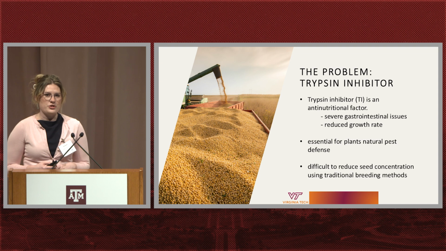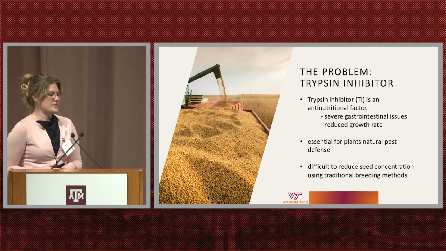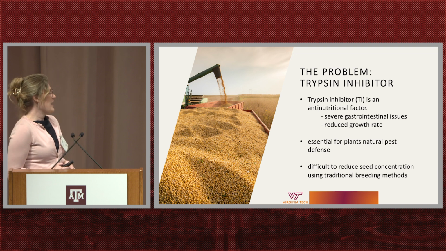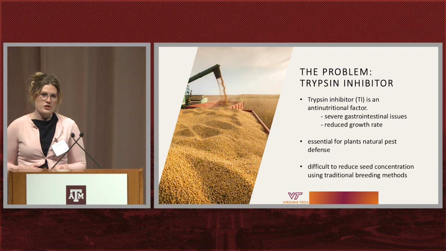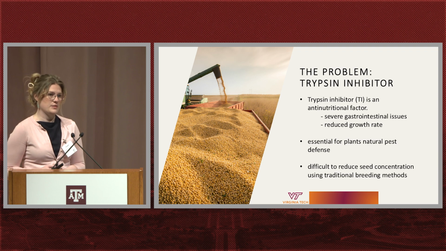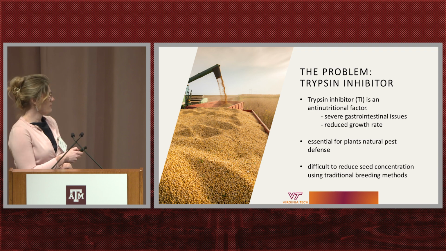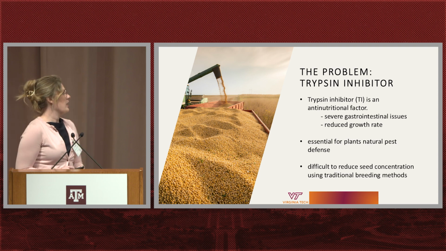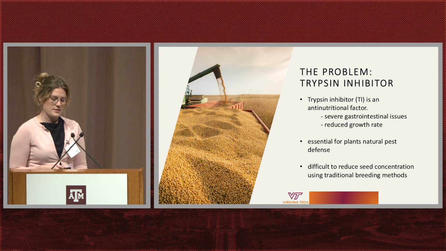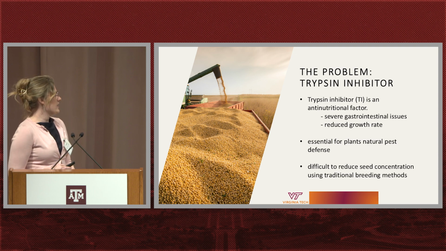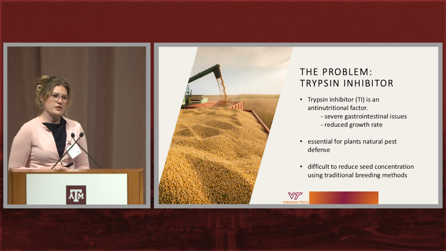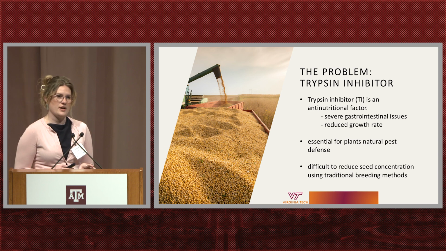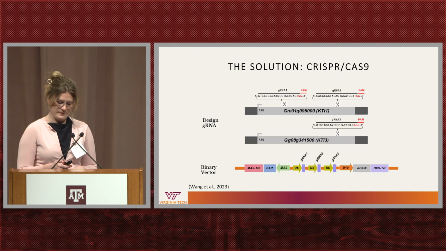So trypsin inhibitor, which I'll be referring to as TI through the rest of the presentation, is an anti-nutritional factor that occurs naturally in soybean, and it causes severe gastrointestinal issues and can reduce growth rates up to 30%. However, it's present in all plant tissue and is natural for the plant's pest defense. And because of this, it's difficult to focus on reducing trypsin inhibitor in the seed alone while leaving the rest of the plant tissue untouched using traditional breeding methods.